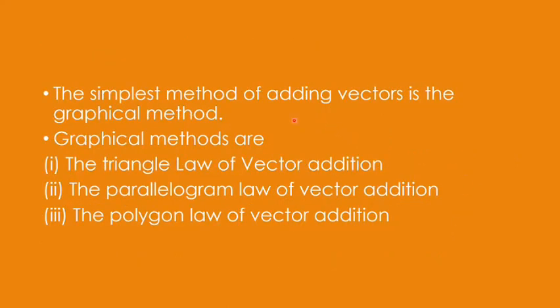These are graphical methods. The triangle law of vector addition, parallelogram law of vector addition and polygon law of vector addition are the different methods for addition or composition of vectors. You should be aware that addition and composition have the same meaning. You should not get confused by being aware of addition but not composition. Even if in the exam they ask about vector composition, the meaning is addition only. So basically we have to deal with all the three methods.